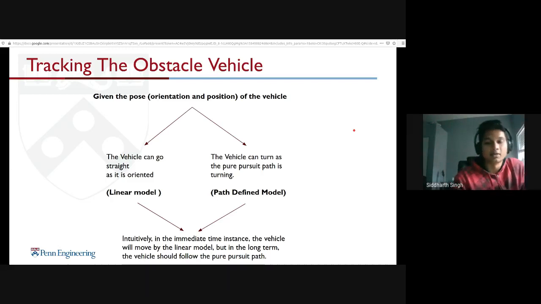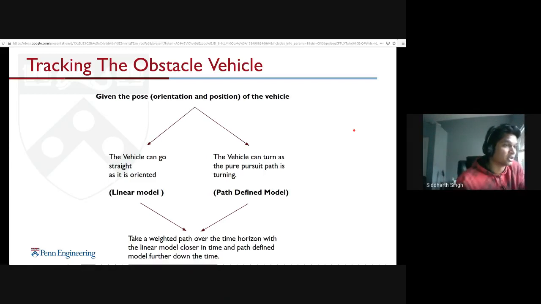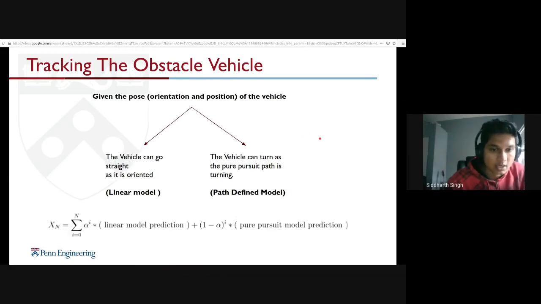So if that is intuitively correct, what we can do is take a weighted path over the time horizon, which is say 10 seconds, and we choose that our linear model will work closer to time zero, and further down, as time evolves, we will try to take the pure pursuit path. Does that make sense? Right. So having this intuition, we can actually formulate this in the form of an equation.